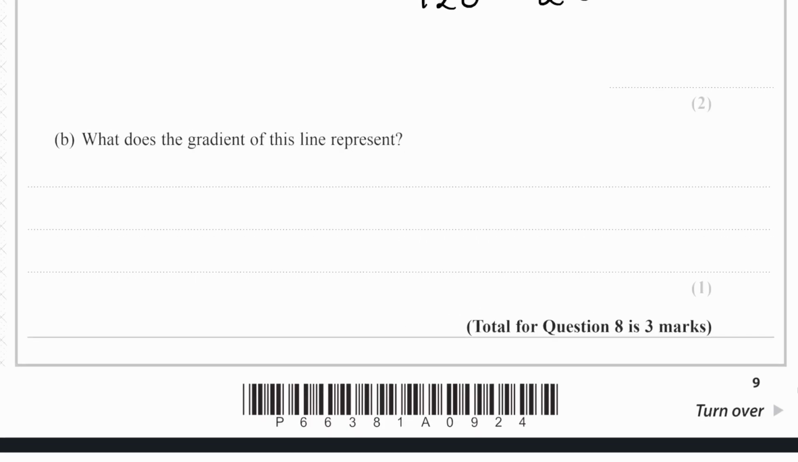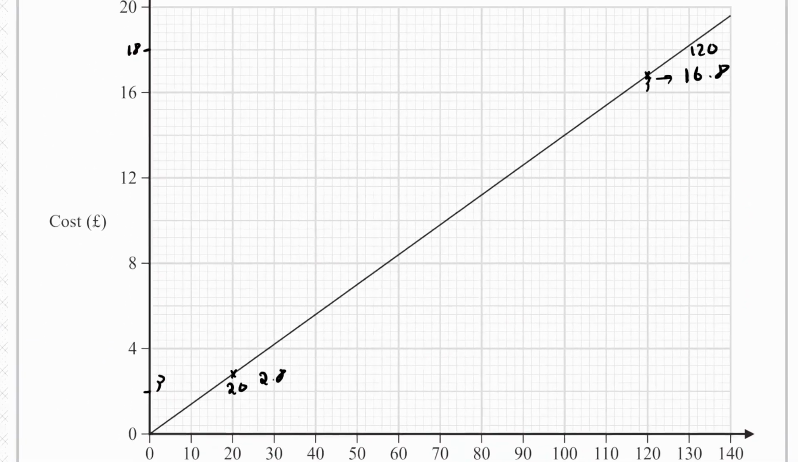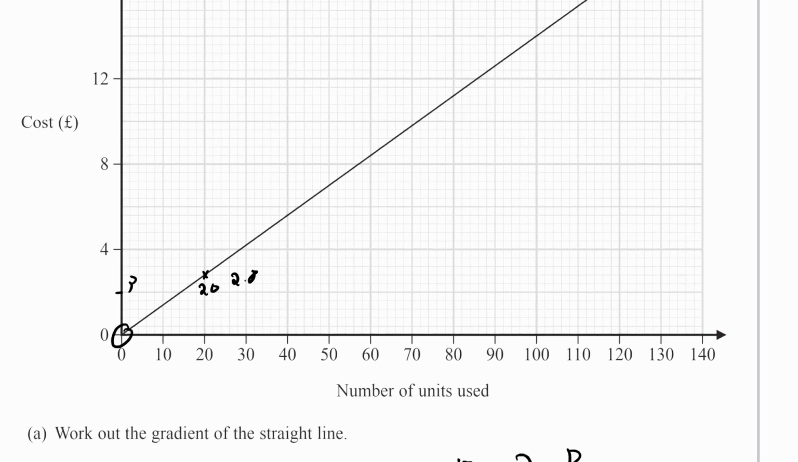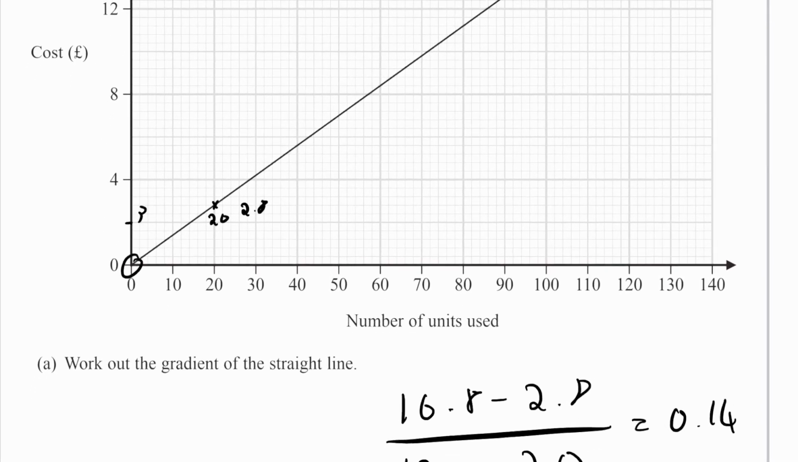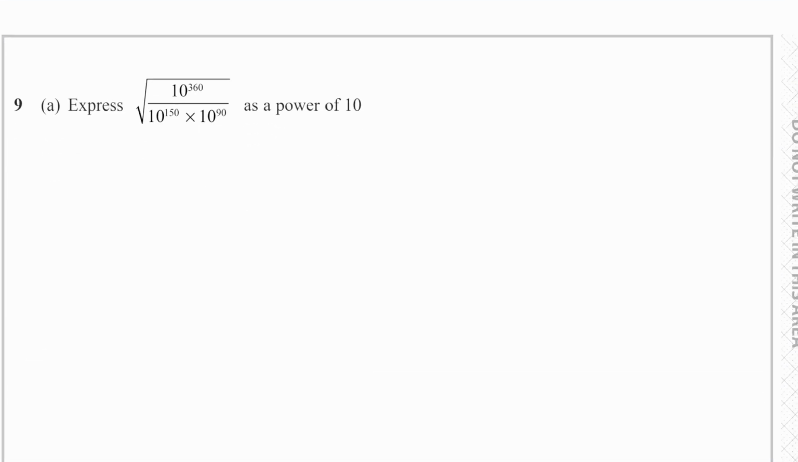What does the gradient of this line represent? So we just need to fit it to our actual explanation of what this graph is showing. And basically the gradient will tell us, essentially, since it starts at 0, it tells us the cost per unit of electricity as well. And in fact, even if it didn't start at 0, it would still be the same. Because it's consistent, we can just say cost per unit of electricity.